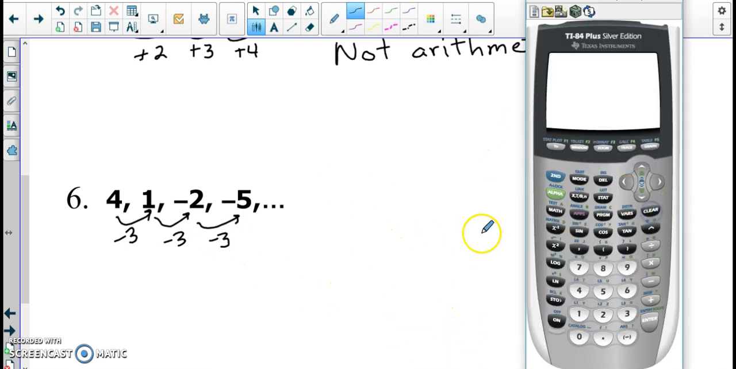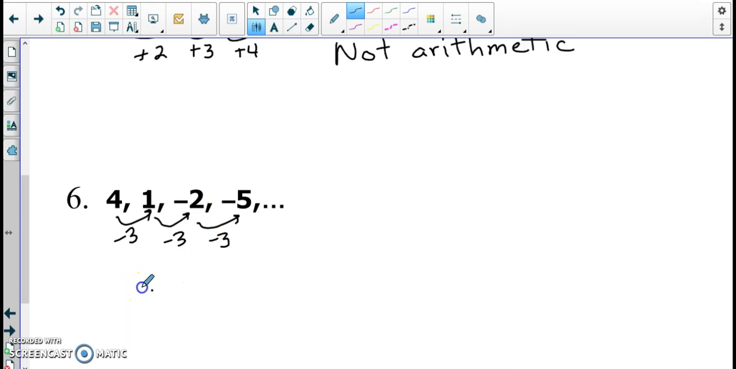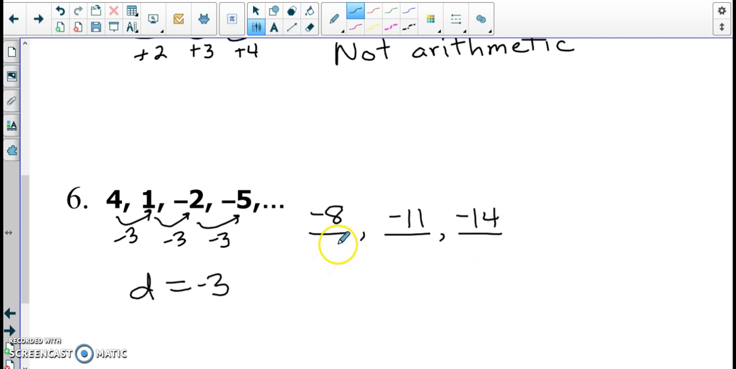You can start at the last term or the second term, but if I start at -5, I can subtract -2, and then you'll get -3, and then -2 minus 1 is -3, and 1 minus 4 is -3. So that means D is -3. Now to find the next three terms, I just keep subtracting 3. -5 minus 3 is -8. -8 minus 3 is -11. -11 minus 3 is -14. Make sure you list those.